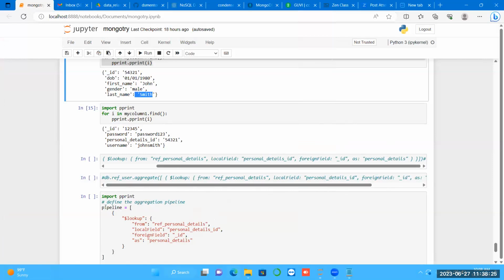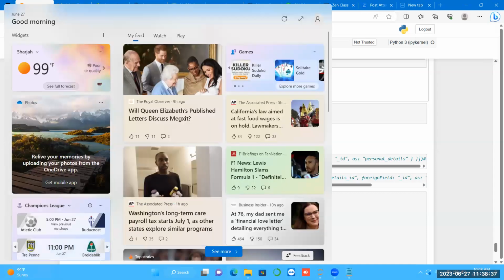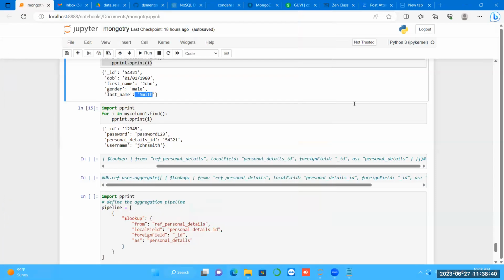So from which table, if you see, we are giving the personal details table. If you see the pipeline, where it is written pipeline equal to, in the code for the pipeline, in the lookup operator, we are using from. In the from, what table name are we giving? Personal details table. Replace that with your table name, which contains personal details.